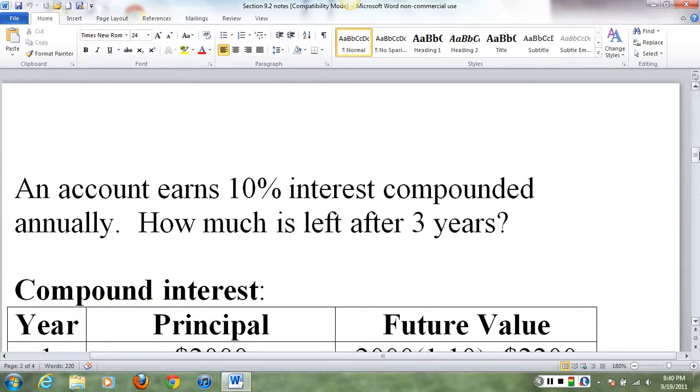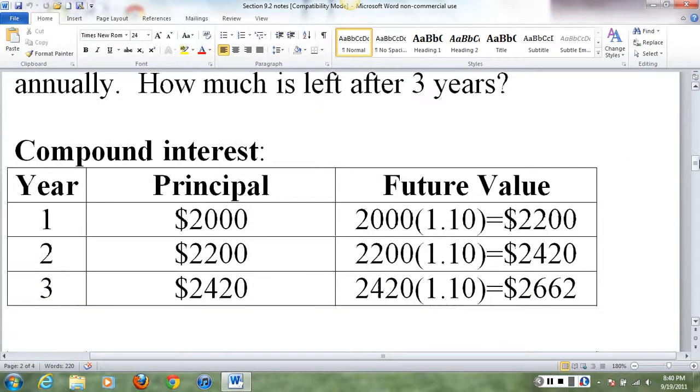So an account earns 10% interest compounded annually. How much is left after 3 years? And as was stated before, here is how compound interest works, as opposed to simple interest, where your principal over 3 years would not change. Compound interest, the future value, whatever is made, is added back into the formula.